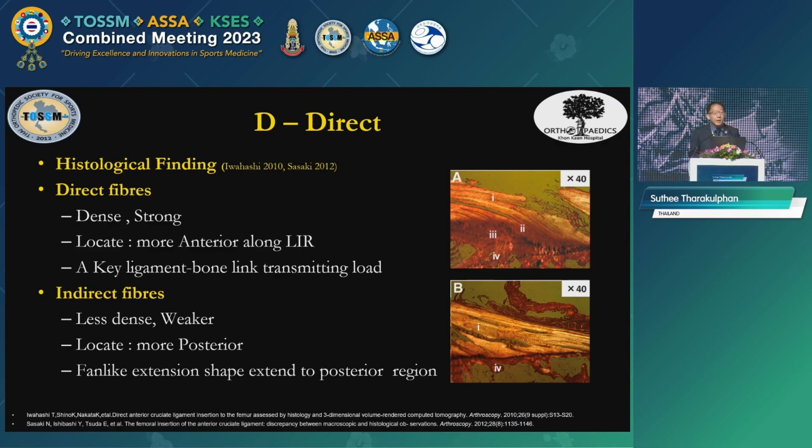About the direct fibers, based on the histological finding from Dr. Iwahashi and Sasaki, the direct fibers are dense and strong and are located within the footprint more anterior along the lateral intercondylar ridge, and play a crucial role as a key ligament-bone link transmitting load. On the other hand, indirect fibers are less dense, weaker, and located more posterior, and look like a fan-like extension shape extending to the posterior region.